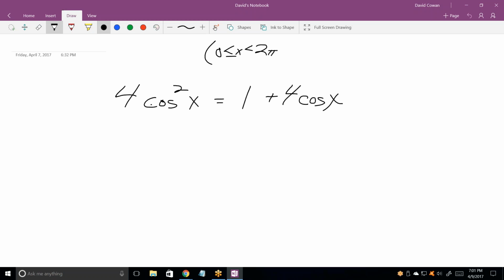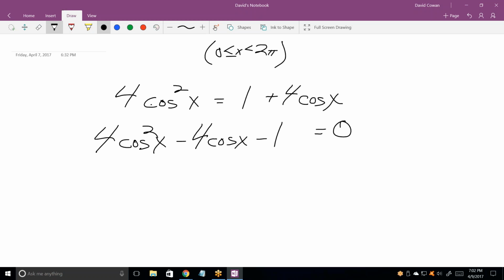Oh man, it's always such a relief. All right. What we're looking at here is a quadratic. The most important thing you can realize is that you're looking at a quadratic in cosine of x. As long as you understand that, then let's solve it like we would a quadratic in x, which is to put everything on one side and then try to factor it.